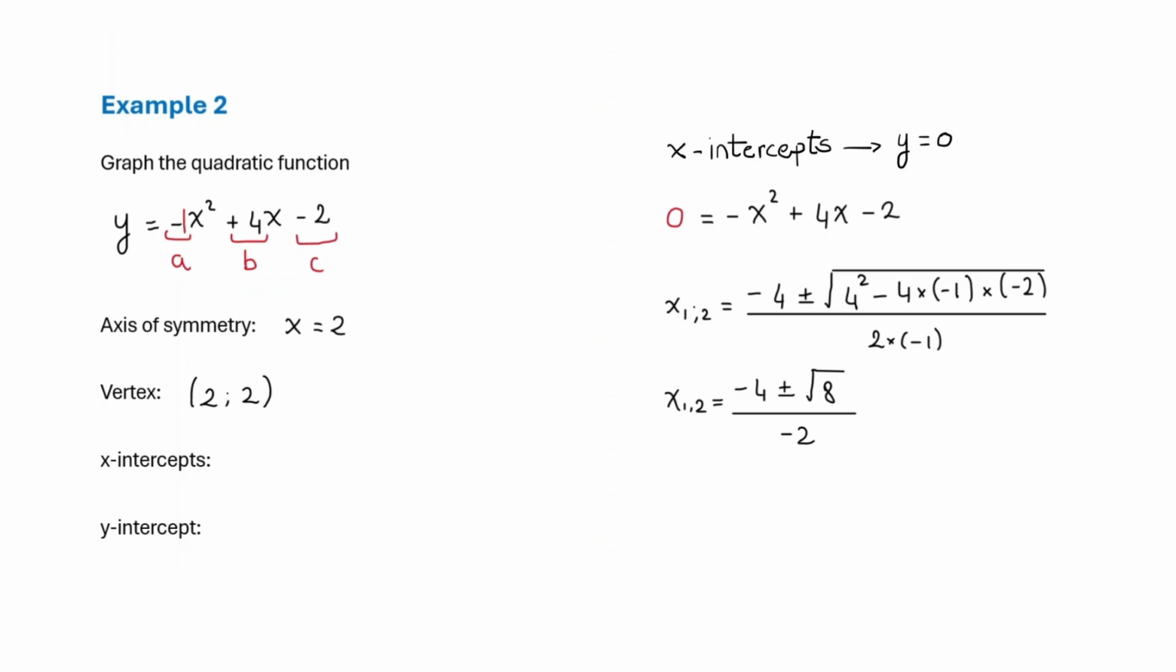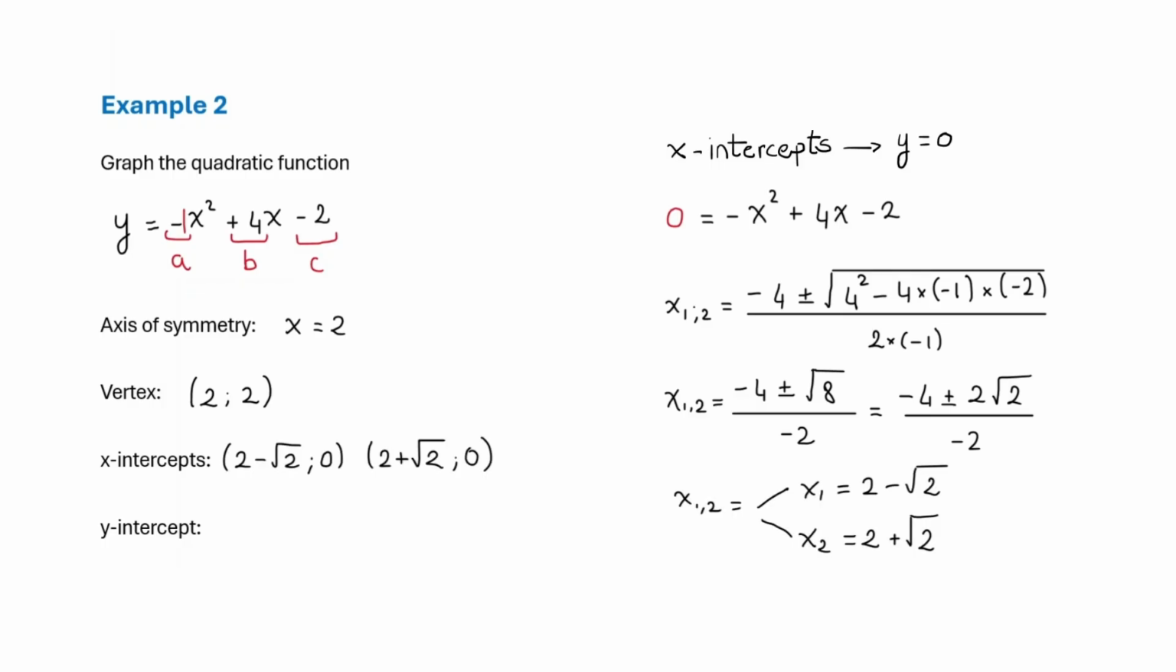However, the square root of 8 is equal to 2 times the square root of 2, so the expression becomes x equals -4 plus or minus 2 times the square root of 2 all over -2. Dividing by -2 gives us two solutions, x equals 2 minus the square root of 2 and x equals 2 plus the square root of 2. These are perfectly valid x-intercepts, but because they contain a square root, they are difficult to plot accurately on a graph. So instead of using them, we'll find a different point that is easier to work with.